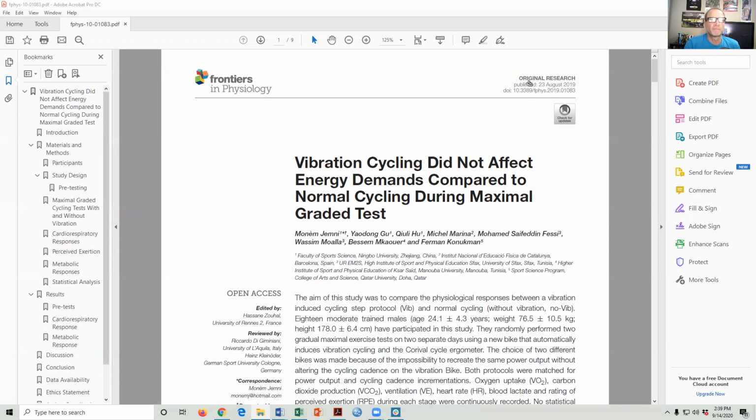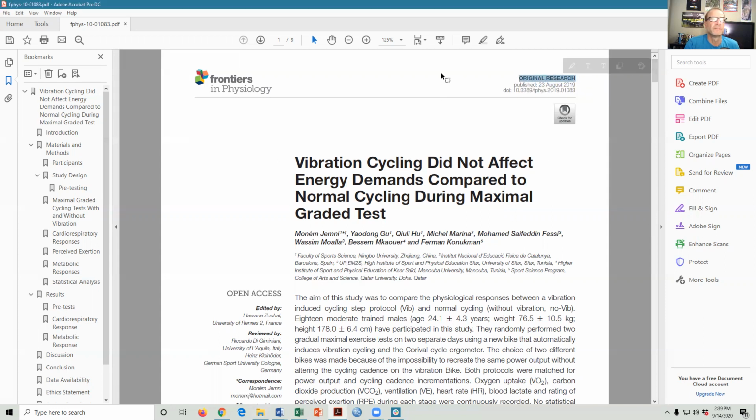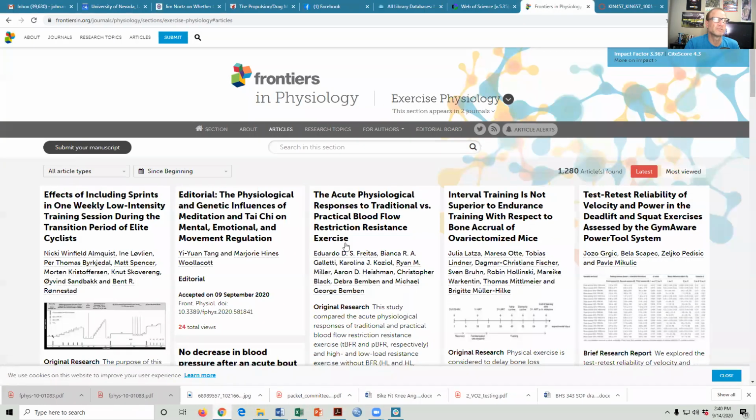So first, this is original research, and it says it right there in the paper. So original research means it's a research paper, and this was published in 2019. Here's the journal here, Frontiers in Physiology. And I'm familiar with the journal. In fact, I can go and look at the journal page, and this is a good way to make sure that it's a peer-reviewed paper.